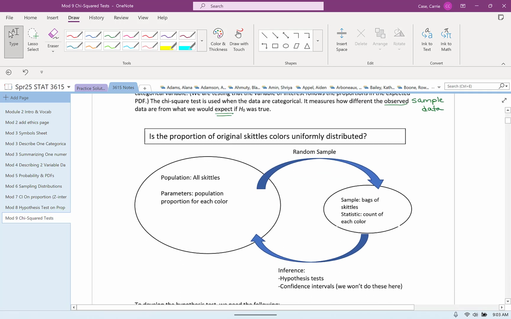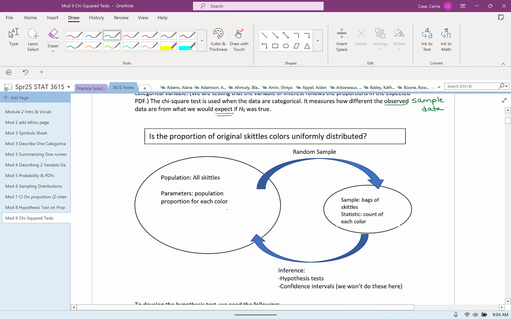So let's look at an example. A research question: is the proportion of original Skittles colors uniformly distributed, meaning are they all equal to each other? So our population of interest is Skittles, and we take a sample of Skittles from that population, and then we get the counts of each color, and then we use that sample to go back to the whole population to say if the populations are equal to each other.